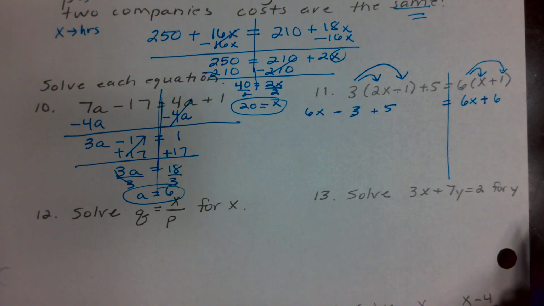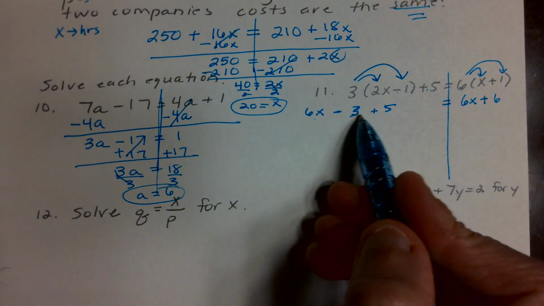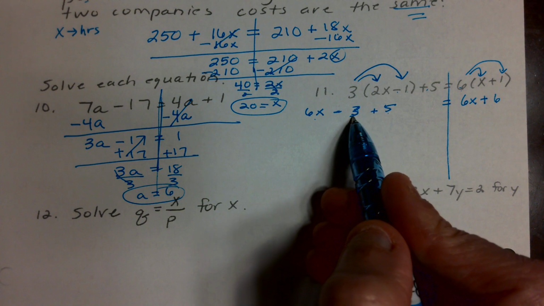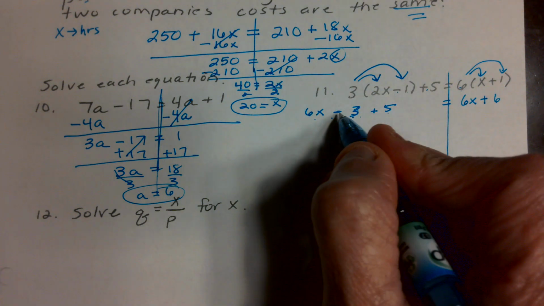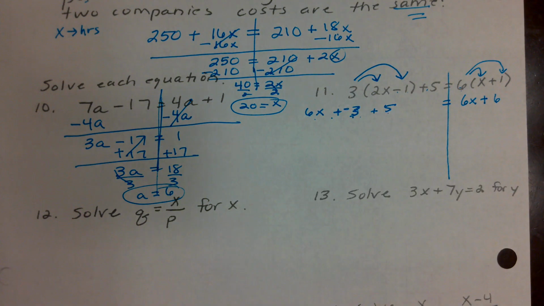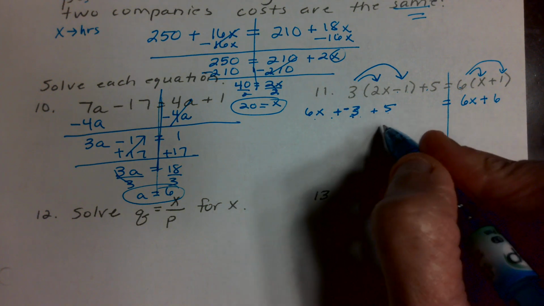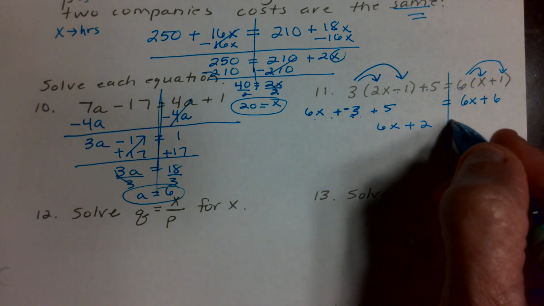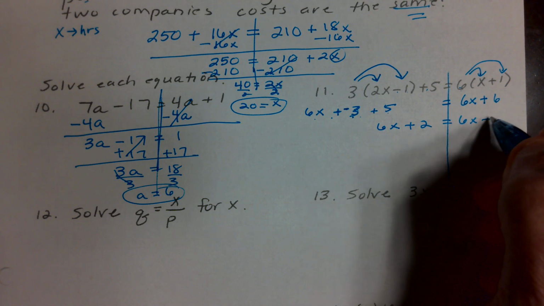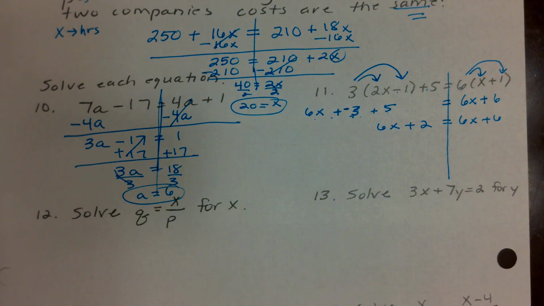All right, combine like terms. So we're going to look over here. We got 3 terms. These are like. So I've got a negative 3. Subtracting is the same as adding the opposite. So I got a negative 3 and a positive 5. So I have 6x plus 2 equals 6x plus 6.